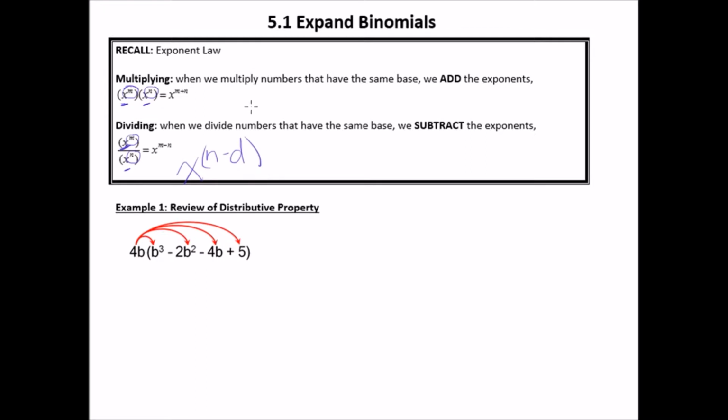Okay, and now let's review the distributive property. So I have 4b, and we have to distribute it into the bracket, b cubed minus 2b squared minus 4b plus 5. So 4b times b cubed is 4b to the fourth.